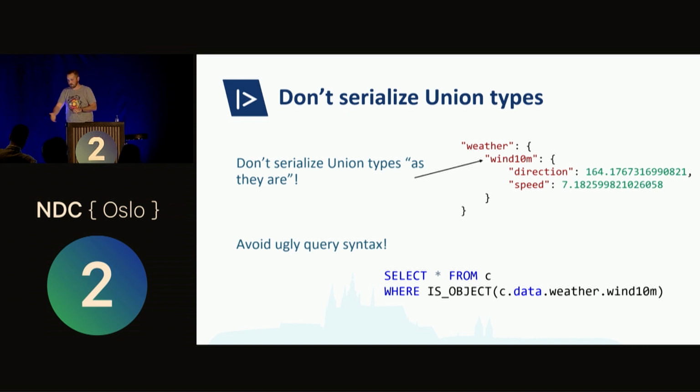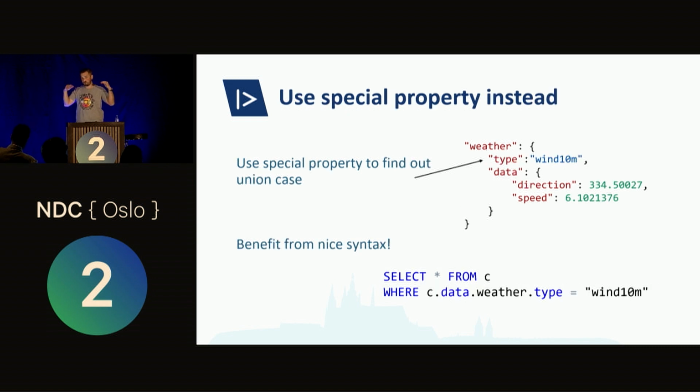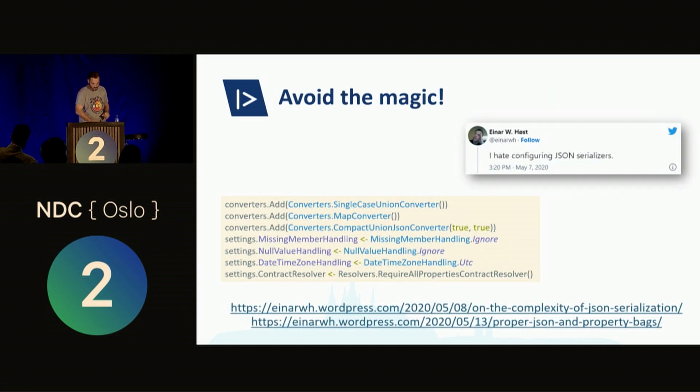Otherwise, you will end up with this kind of ugly syntax where is object functions are used to find out if there is any wind 10 meters data. Instead of serializing as they are, use a special property to find out which union case it is. Evolve it, do it really manually. Don't be afraid of manual work. Be rather declarative, and really benefit from nice syntax, and later on you will thank yourself. Trust me.